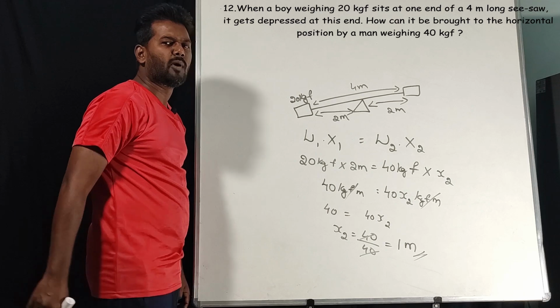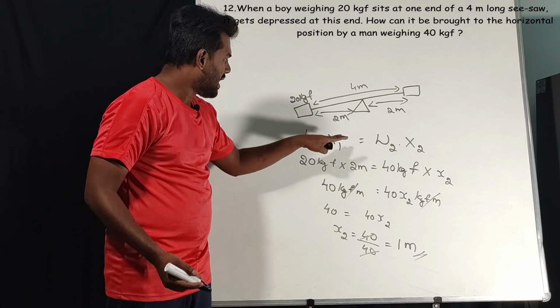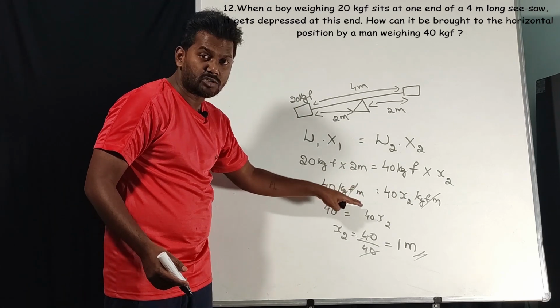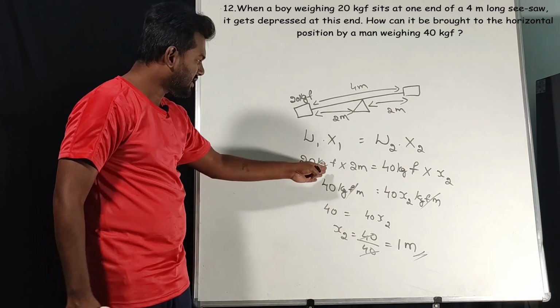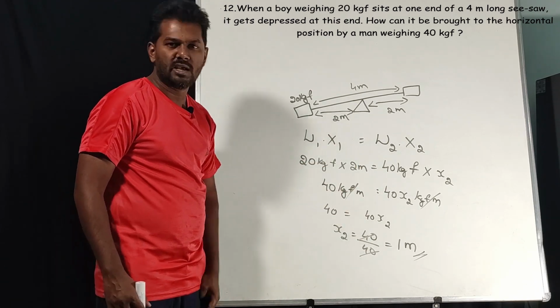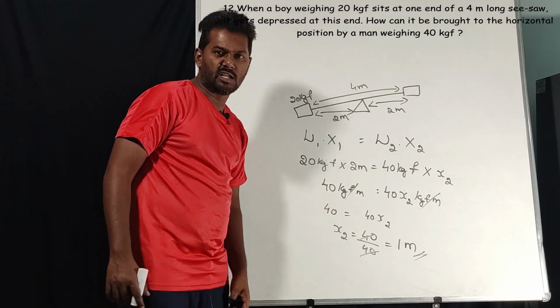Why is it in meter? Why not in centimeter? Because the x1 value in this question we are taking as meter. That is why the x2 value will also be in meter. If this is centimeter, then that will also be centimeter. Now it is meter, that is why it is in meter.